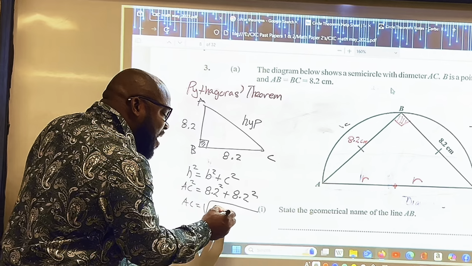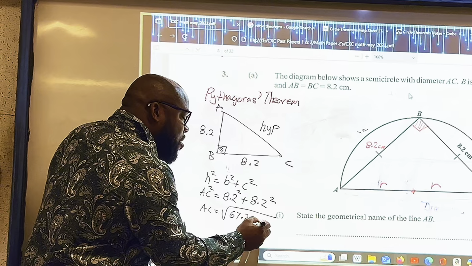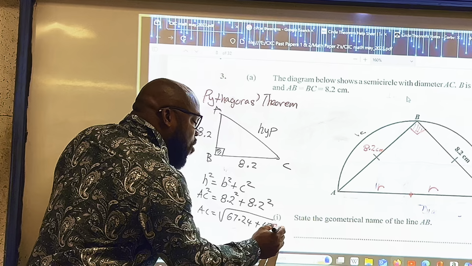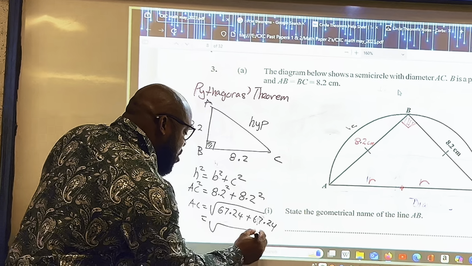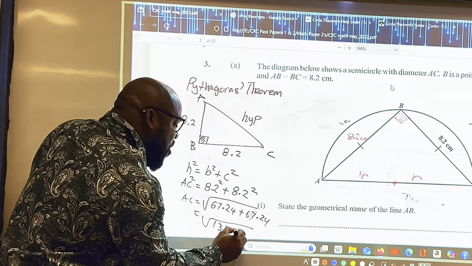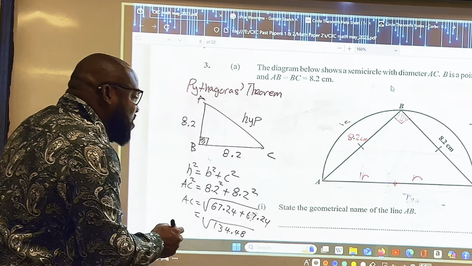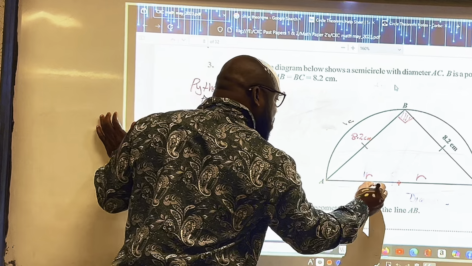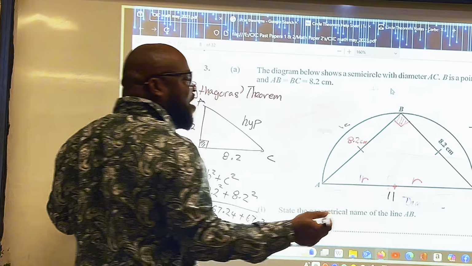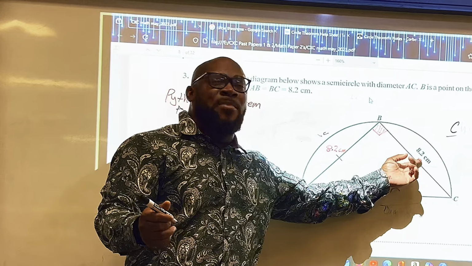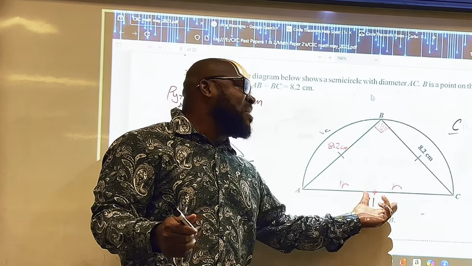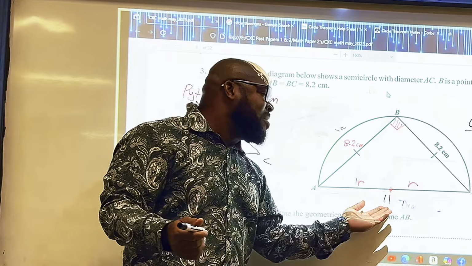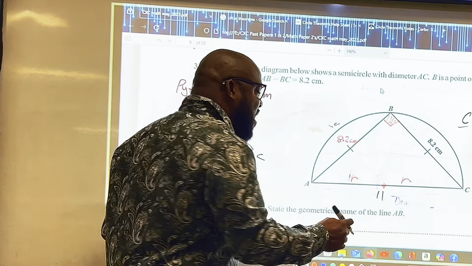Okay, 67 point what is it? Yeah, we can calculate, plus 67.24. And then 134.48. What's the square root of that now? 11.59655. I'll give you a secret: when this got to one decimal place, then this side must also be to one decimal place. We agree? Right? 11 point what?